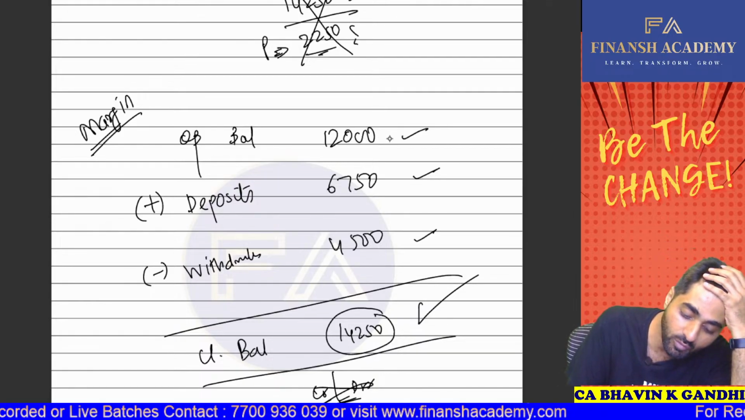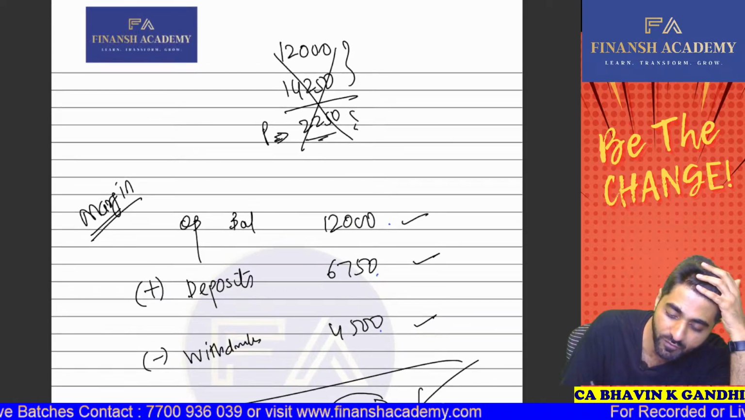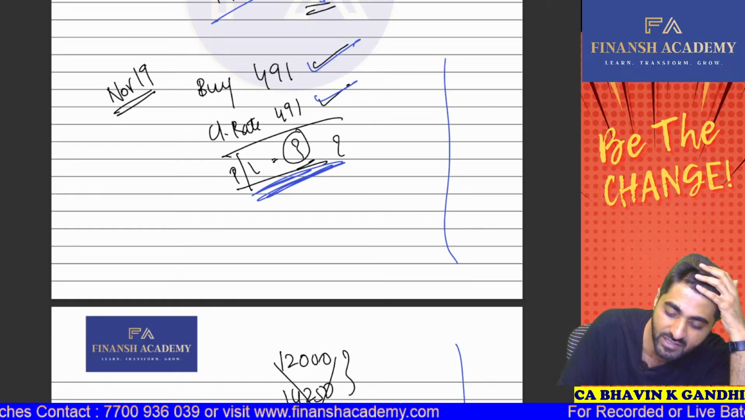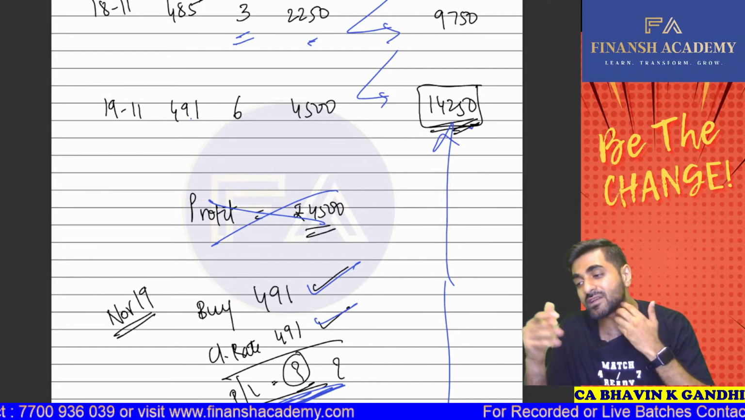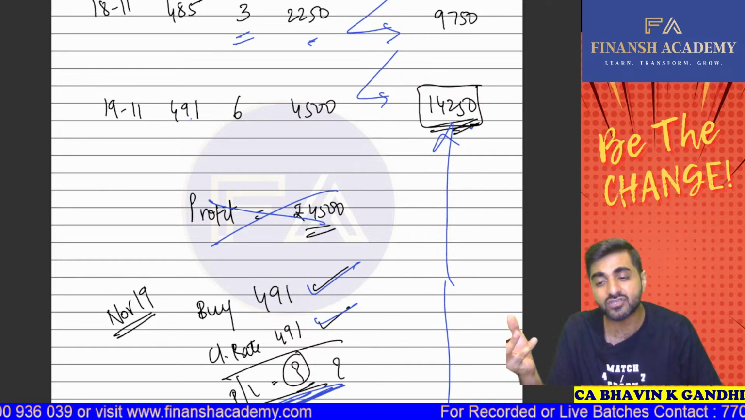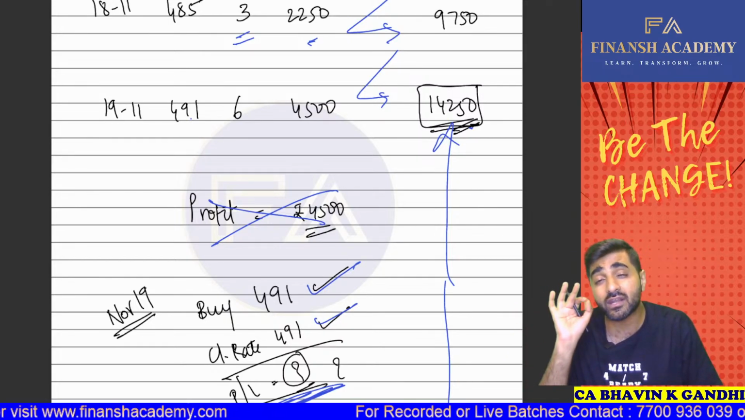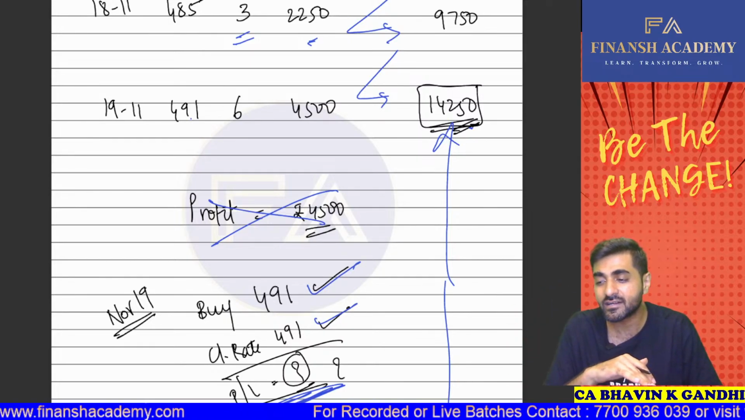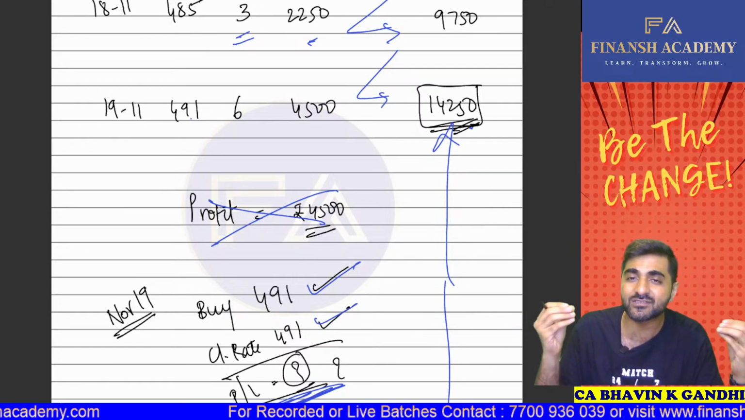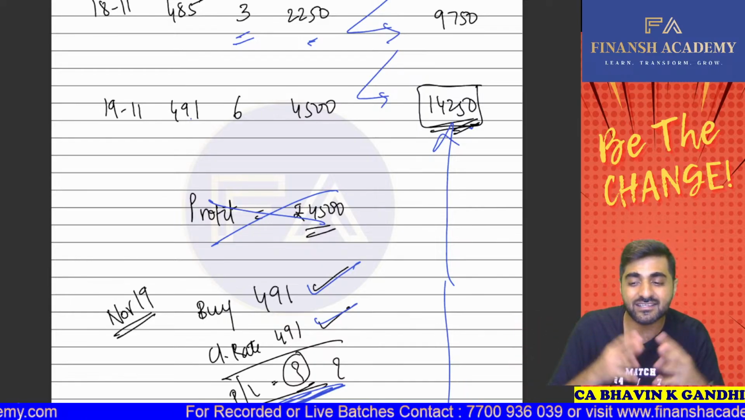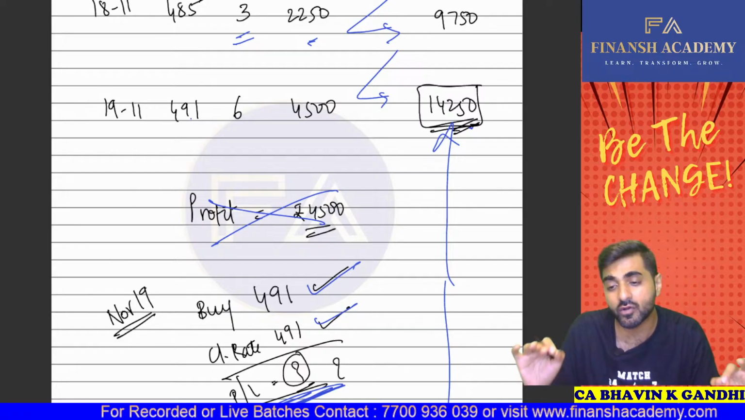So 12,000 was your opening balance. Deposits were this, withdrawals is this. So the closing balance is 14,250. This is nothing but the actual amount you deposited or withdrew, so that is why it's going to be the same amount. Hence, my dear students, there is no profit, no loss. We have to always check whatever is the buying rate and what is the closing rate. It's very evident that your buying rate was 491 and your closing rate is also 491. So both the rates are same, so there is no profit, no loss in this particular question.